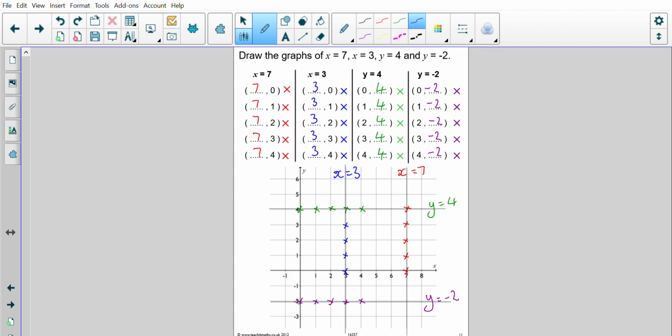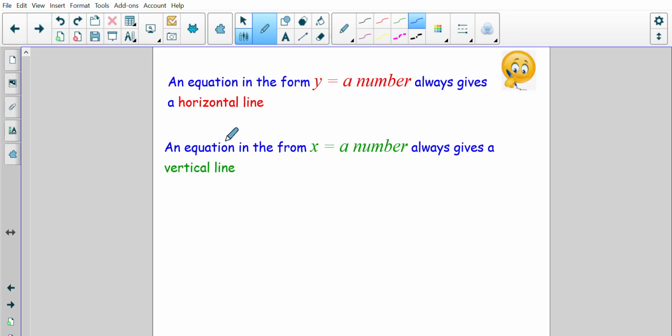Okay, so let's just summarise this, and I'd like you to write this down in your books. An equation in the form y equals a number always gives a horizontal line. Then an equation in the form x equals a number always gives a vertical line. And it's really important that we remember y equals gives a horizontal line and x equals gives a vertical line.